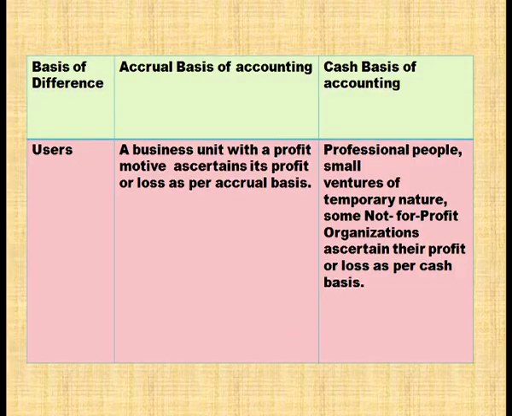When users are considered as a basis, a business unit with a profit motive ascertains its profit or loss as per accrual basis. Professional people, small ventures of temporary nature, some not-for-profit organizations, etc. ascertain their profit or loss as per cash basis of accounting.